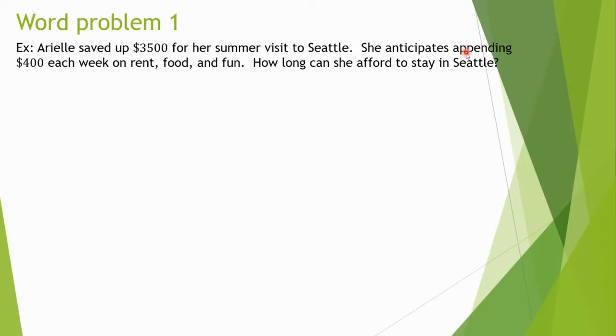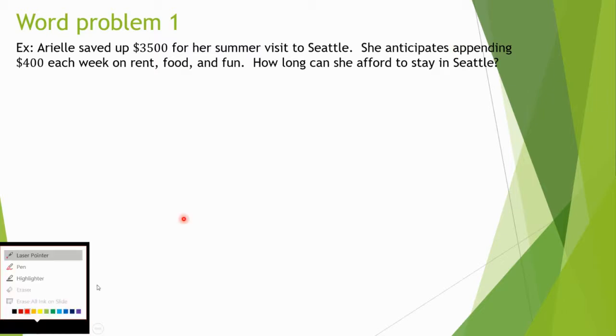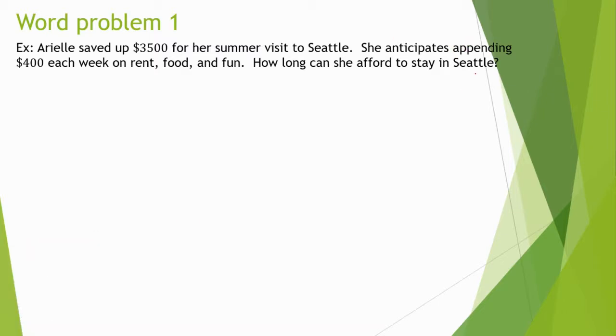And of course, this should not be appending. This should be spending. I spelled this wrong. That's my fault. So here, let me see if I can fix that quickly. Misspelling on my part. Should be spending. Sorry about that. So spending, she's going to spend about $400 a week, she anticipates.